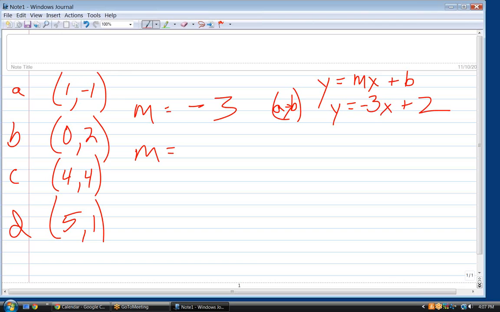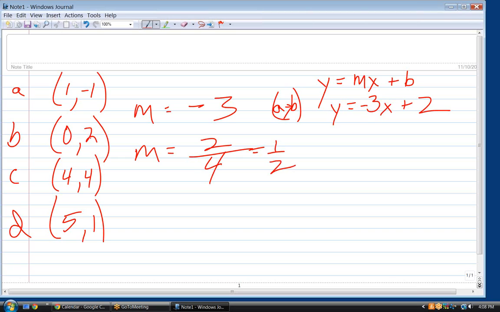No. Remember, rise over run is the change in the rise, which is the change in y. So what goes in the numerator? The change in the y, which in this case, what's the change in the y between B and C? 2. What's the change in the x? 4. Alright, so our slope is 1/2, positive.